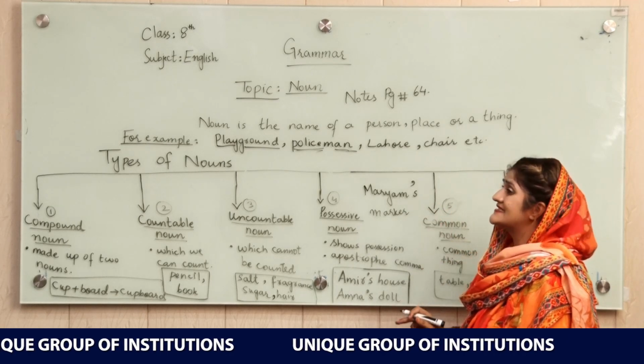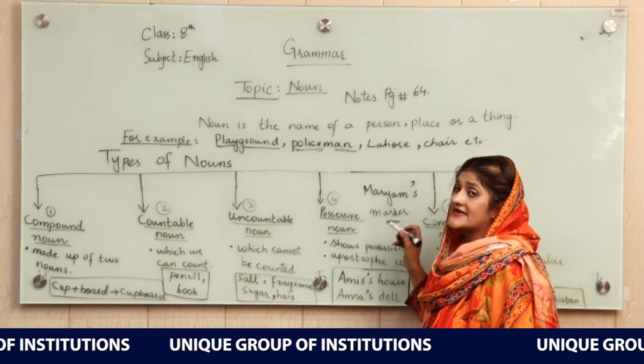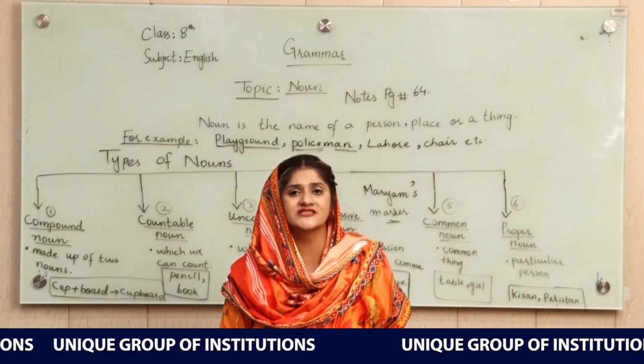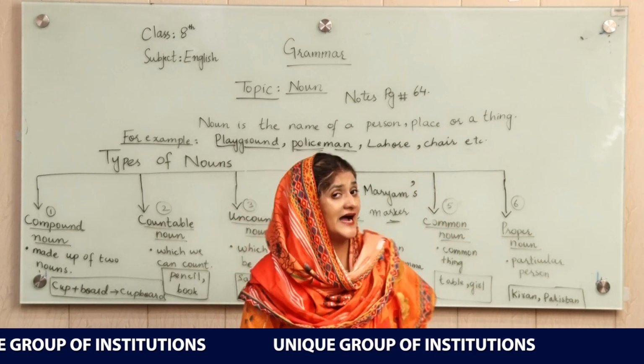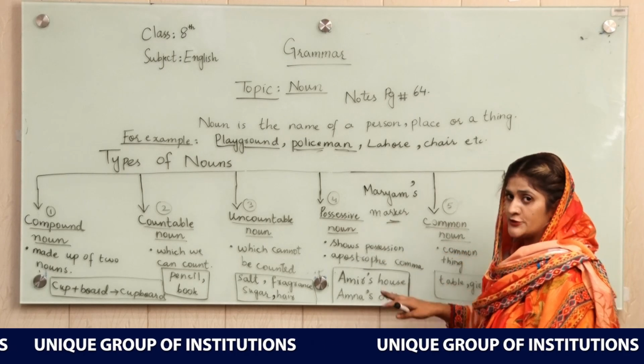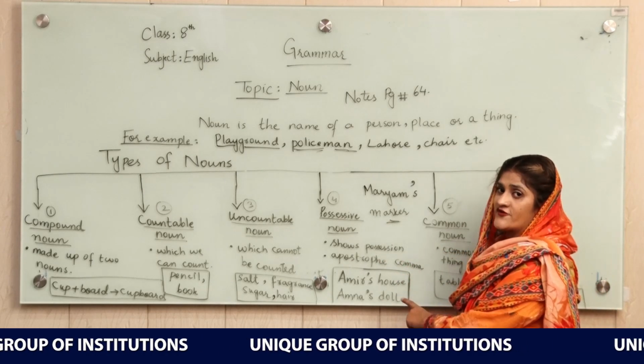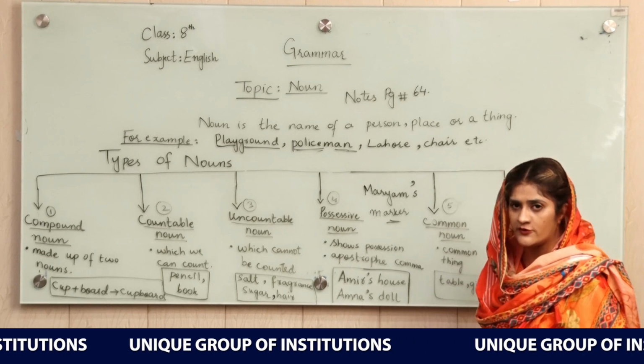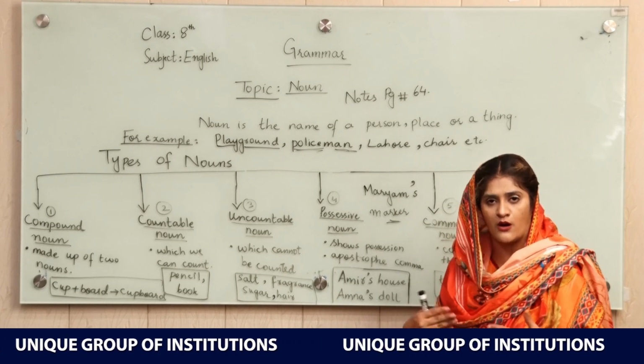So here you can see my possession, that this marker belongs to me. So I hope that possessive nouns are clear to you. Still, I have a few examples for your better understanding. You can even write down your own examples.